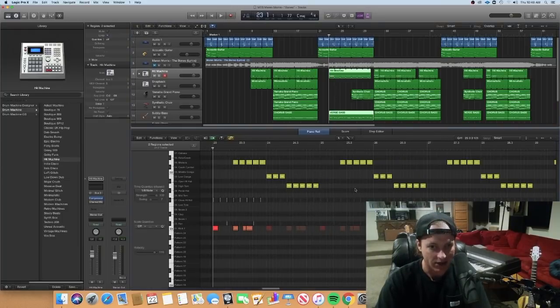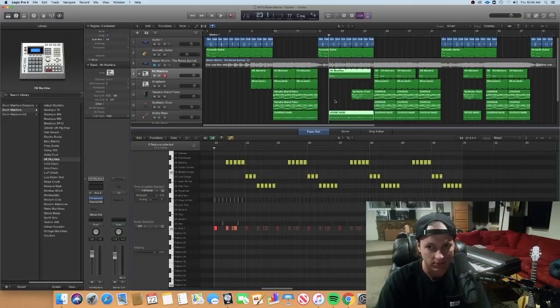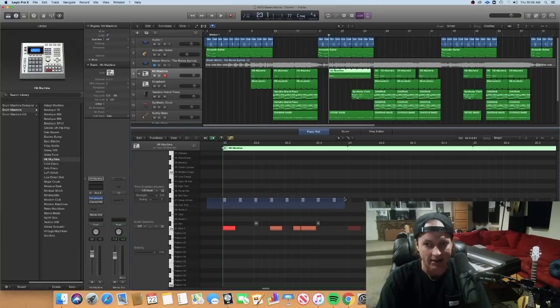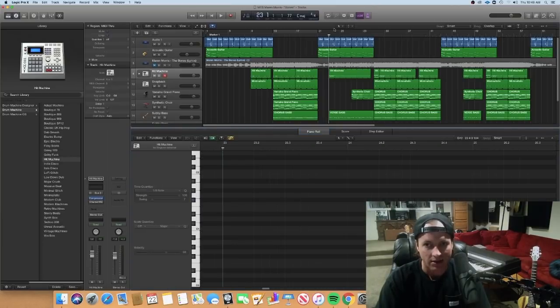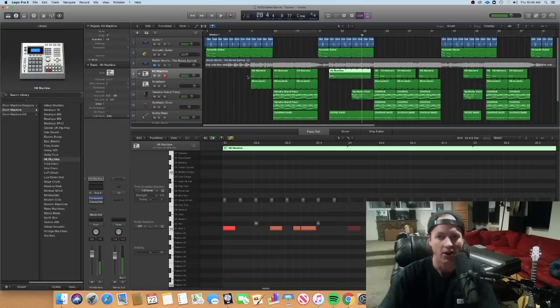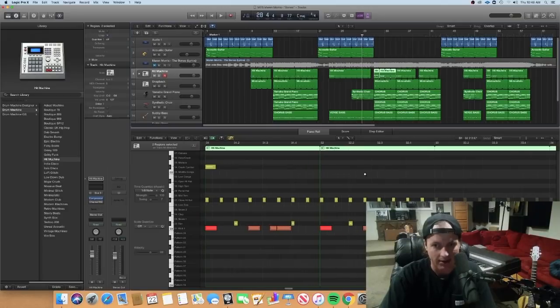Now, if we look at the actual, let me get out of the bass. If we look at our actual drums, we are bringing in some of the, let's hear this. So we're bringing in our kick drum there. Let's look at our second chorus.